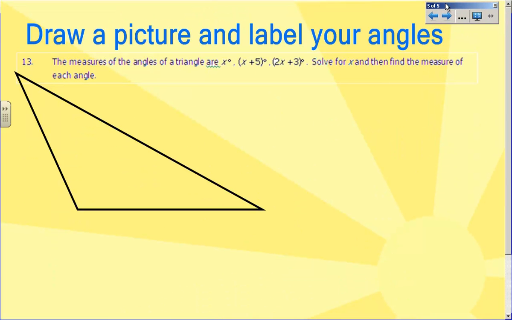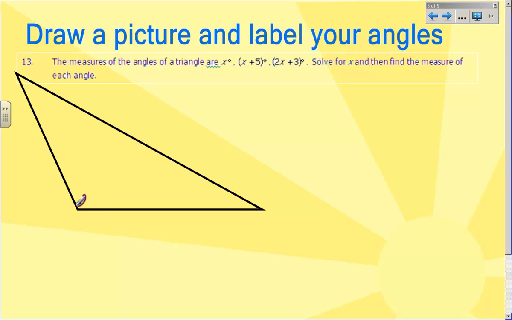So now we have a problem. It tells us the measures of the angles of a triangle are x degrees, x plus 5 degrees, and 2x plus 3 degrees. Solve for x and then find the measure of each angle. It says to draw a picture. If you do not already have a triangle, draw one. And then we're going to label our angles.